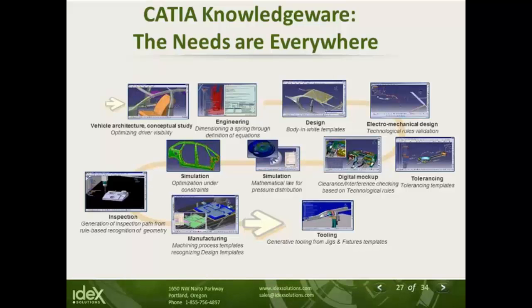We're doing some interference checking based upon the technological rules. We see a couple examples of simulation, one of them showing mathematical law, the other one showing optimization. On to inspection, where we see some more rules-based recognition of geometry, and then into manufacturing, we've got another example, in this case, manufacturing process templates, recognizing design templates, and then finally into tooling, which is generative tooling from jigs and fixtures templates. So again, an example of just kind of showing an overall, not really a process, but the different disciplines, how they can be kind of connected through the different use of the Knowledgeware tools that we have available.